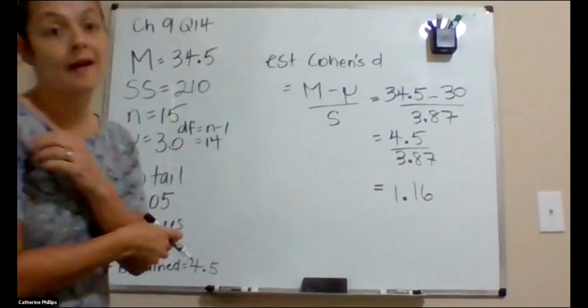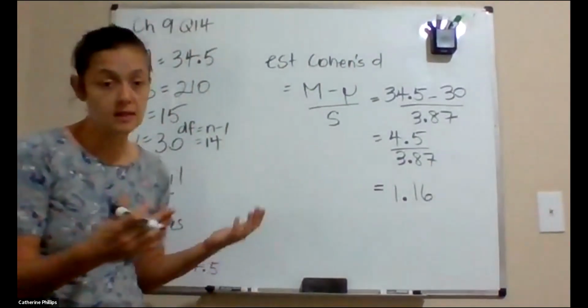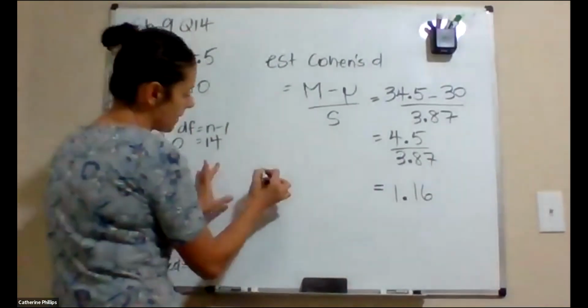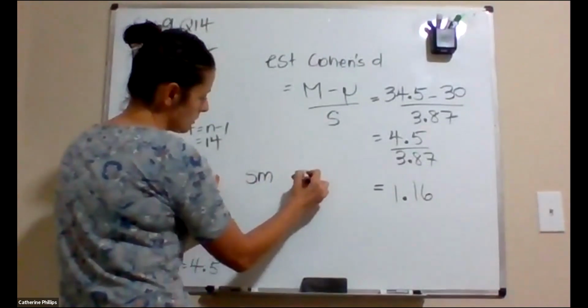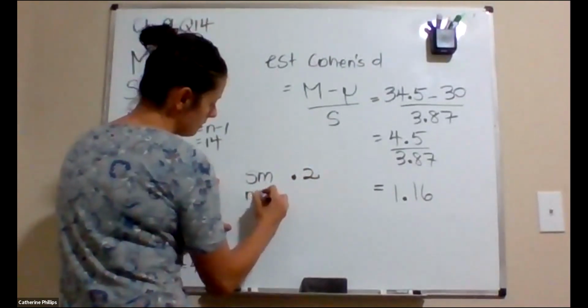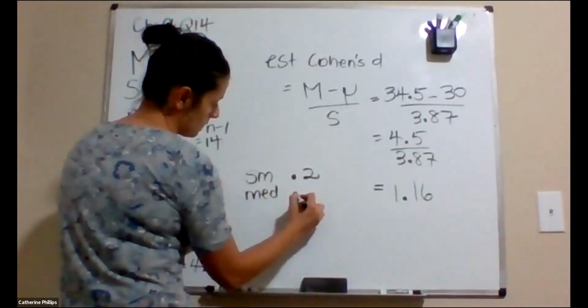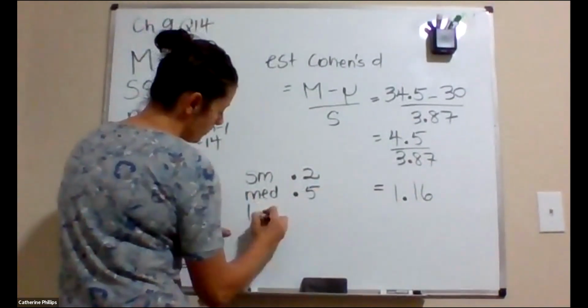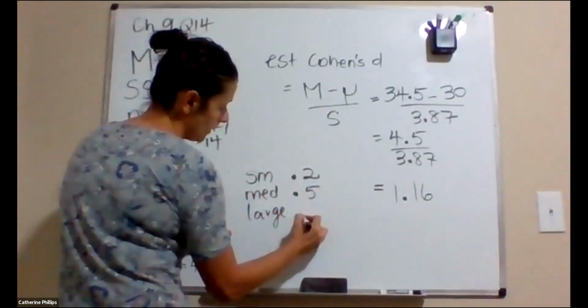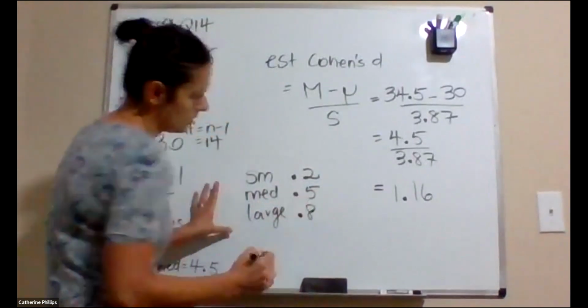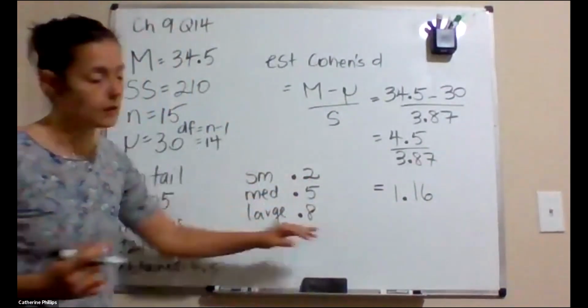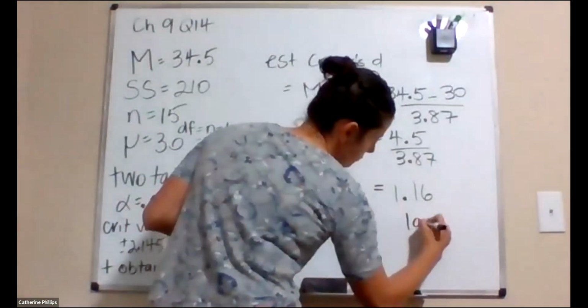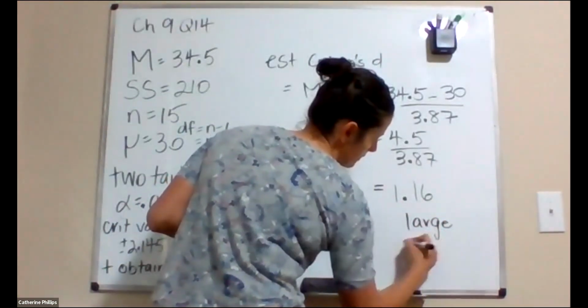In terms of how large or small of an effect size this is, recall that a small Cohen's d is 0.2, medium is 0.5, and a large is 0.8. Our number that we calculated is bigger than 0.8, so this is a large effect.